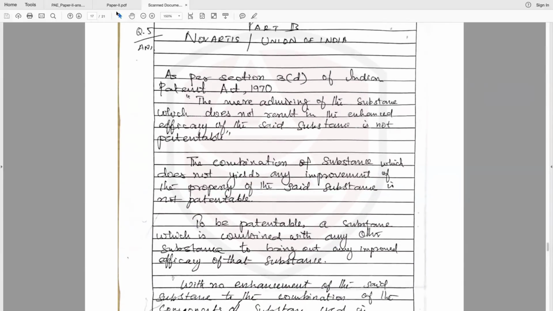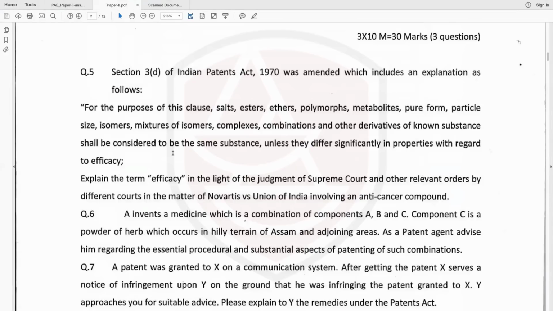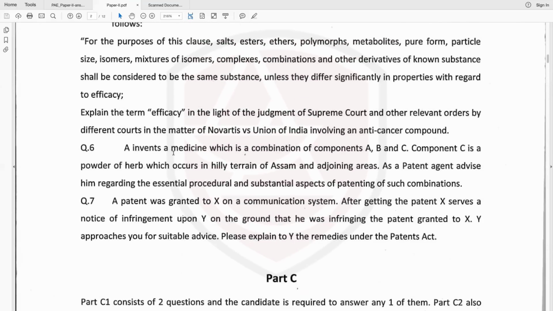So let's switch to the next question, question number 6. Question 6 is a situational question where A invents a medicine which is a combination of components A, B, and C. Component C is a powder of herb which occurs in hilly terrain of Assam and adjoining areas. As a patent agent, advise him regarding the essential procedural and substantial aspects of patenting of such combinations.